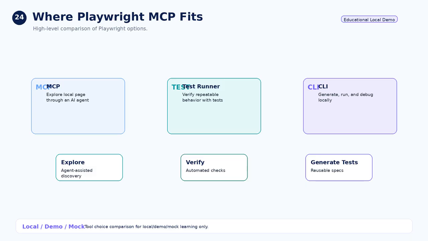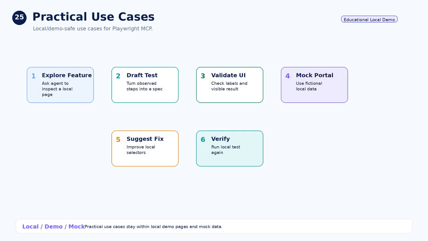For high-throughput test generation, Playwright CLI or direct test code may also matter. Choose the tool based on the workflow, not hype. This sets up the next important point, practical use cases. A developer can use Playwright MCP to explore a local feature.